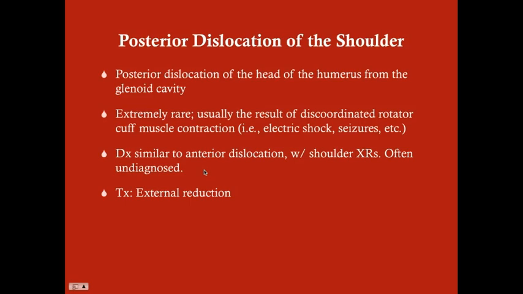Again, this is why I stress, make sure you get 2 or 3 directions on your x-ray if you have shoulder pain. And really with any kind of fracture or orthopedic problem, you want to have 2 or 3 directions on your x-ray. It's never sufficient to have only one. And the treatment here, again, the same as anterior dislocation, it's just going to be the external reduction and immobilization.